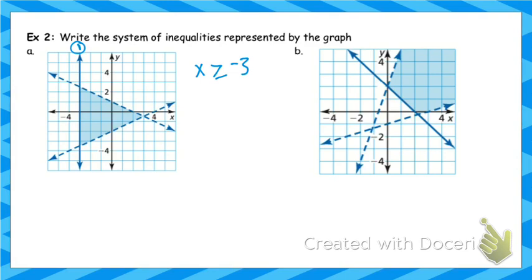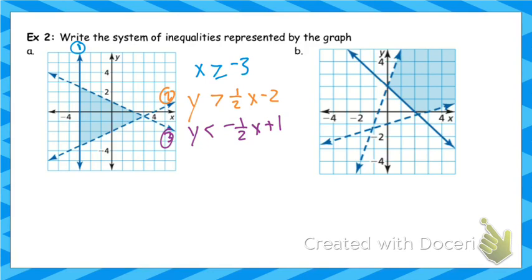My second equation, I'll use this one here. That line has a slope of 1/2 and a y-intercept of -2. It's a dotted line, and I've shaded above it. So that's going to be y is greater than 1/2 x - 2. And then my last one, that is a dotted line. The slope is -1/2. The y-intercept is 1. And I have shaded below that line. So that is the system of inequalities that shows that shaded region.